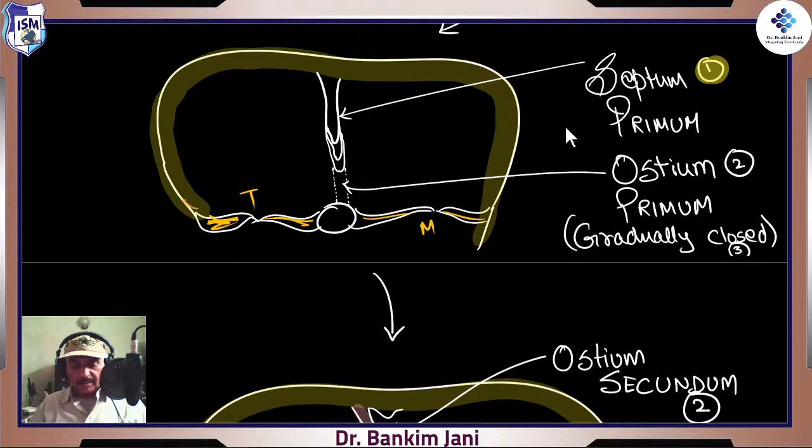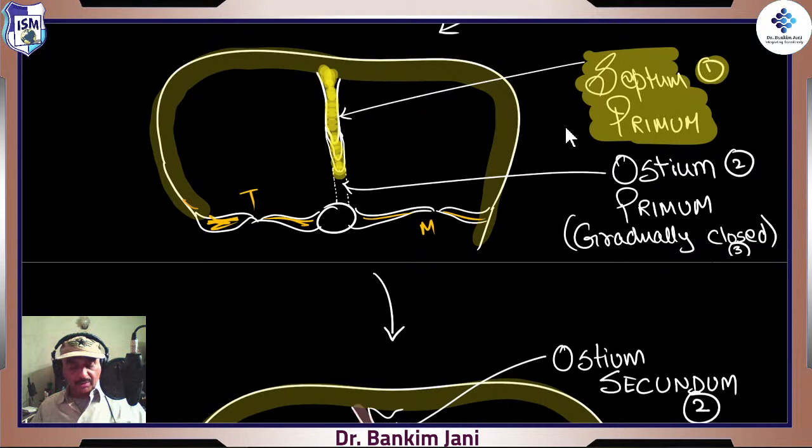A primary septum starts from the top. It starts developing and it goes down, down, down, right? It is developing, developing, developing. Because it is the primary septum, the first septum, we call it septum primum. But obviously, it is not so that in a single slingshot it will create the entire septum. That septum will develop slowly, gradually, right?